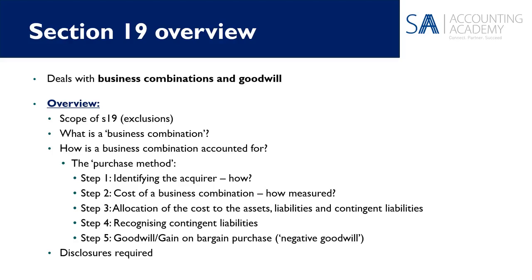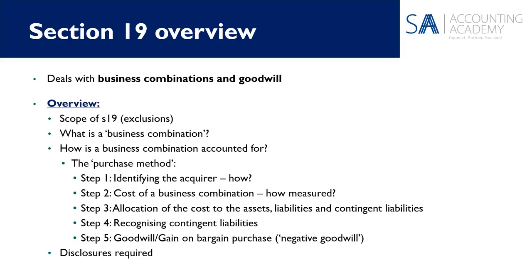For example, identifying the acquirer. How do we know who the acquirer is? And the standard is quite strict. There must be an acquirer, because the acquirer is the party that obtains control and must therefore apply section 19 of the IFRS for SMEs.